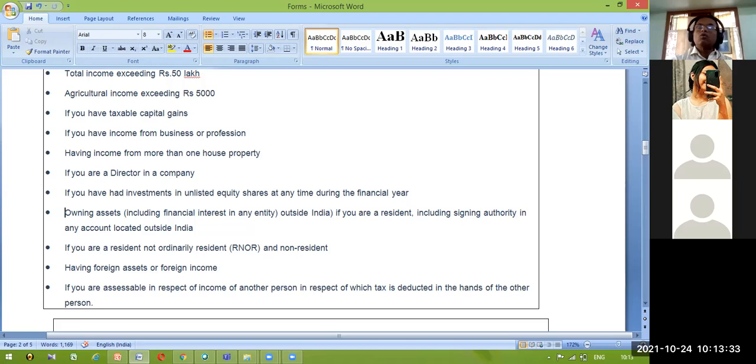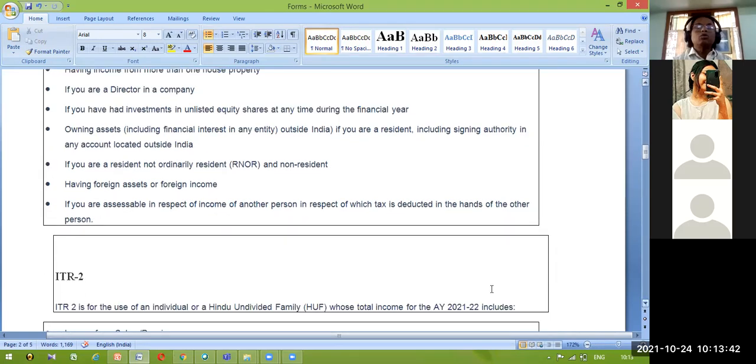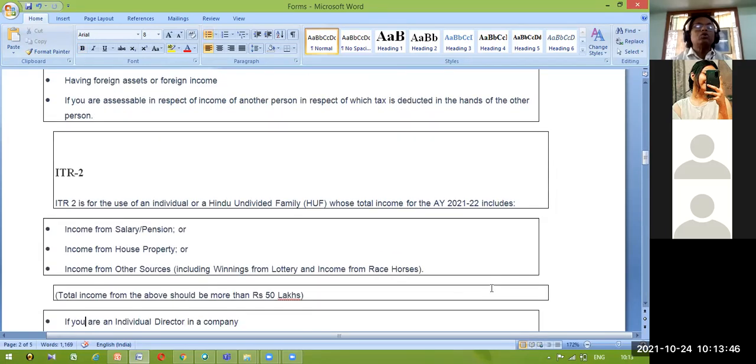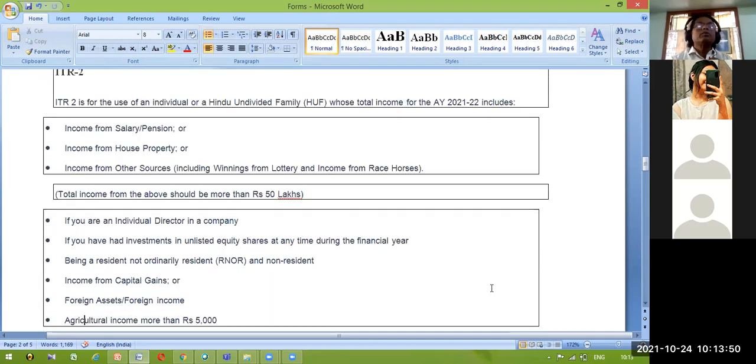So we have seen who cannot fill up ITR 1, and you have every opportunity to go by the books. Again, to make it clearer, let us now see ITR 2. ITR 2 is for the use of an individual or Hindu Undivided Family. See here, Hindu Undivided Family is also coming. A Hindu Undivided Family cannot go to ITR 1.